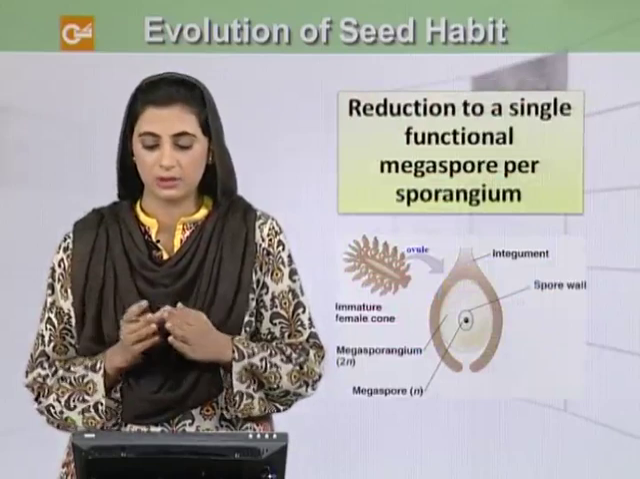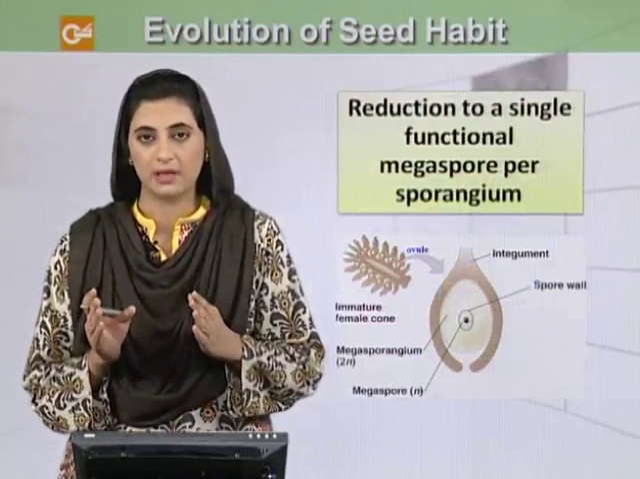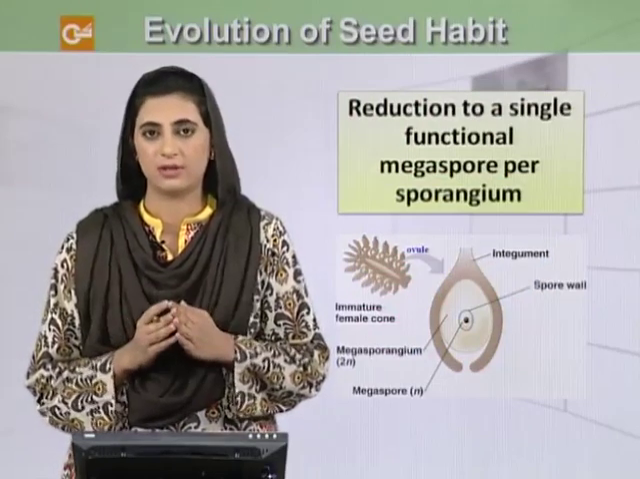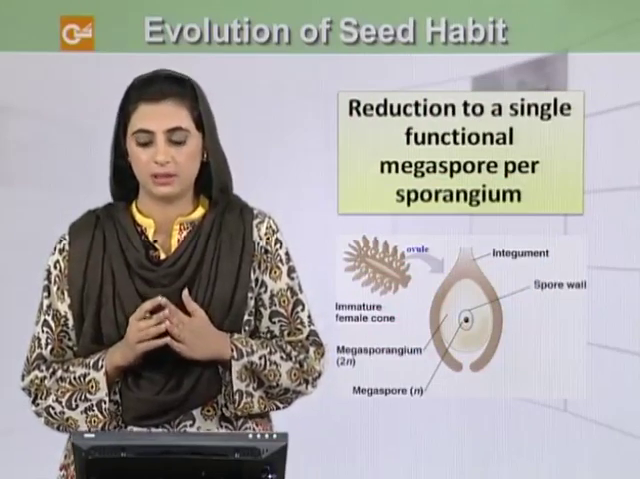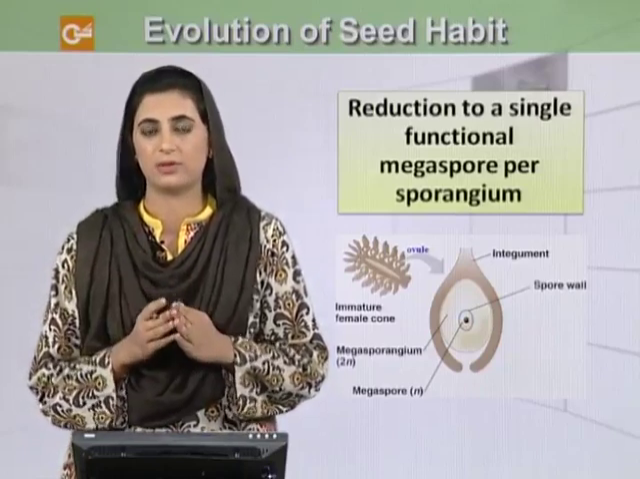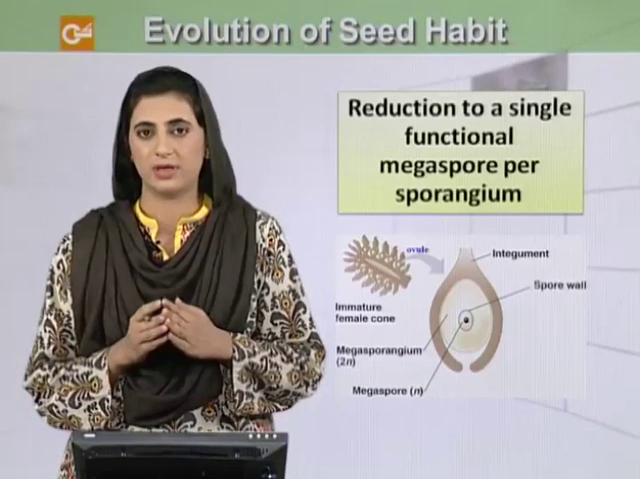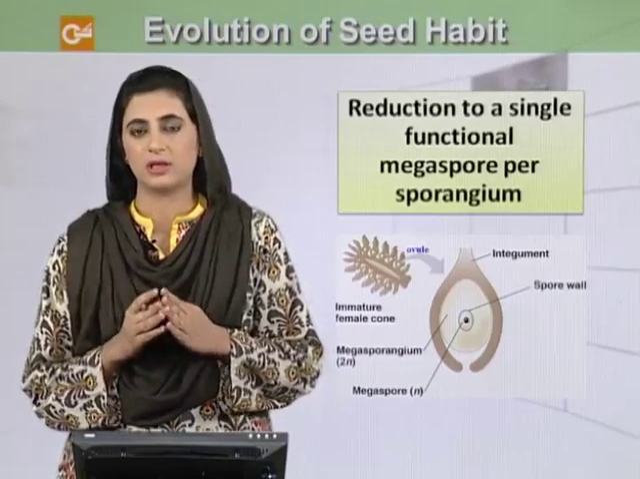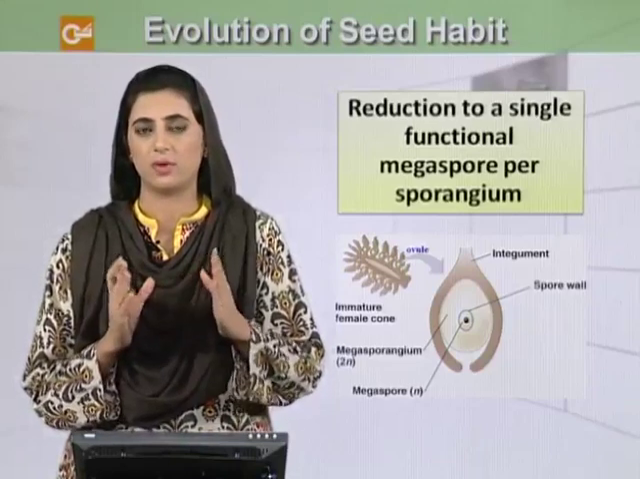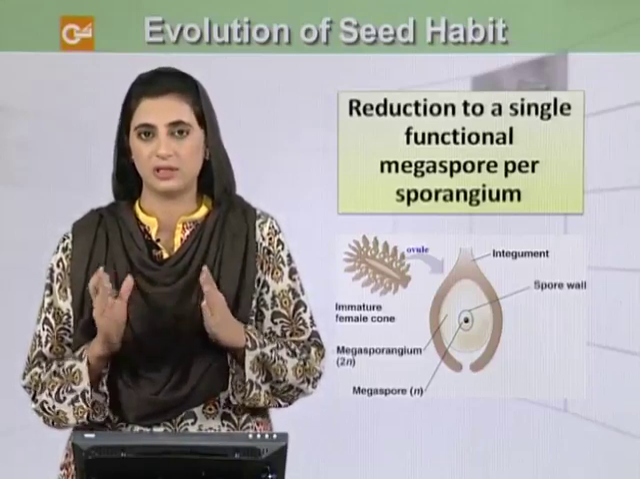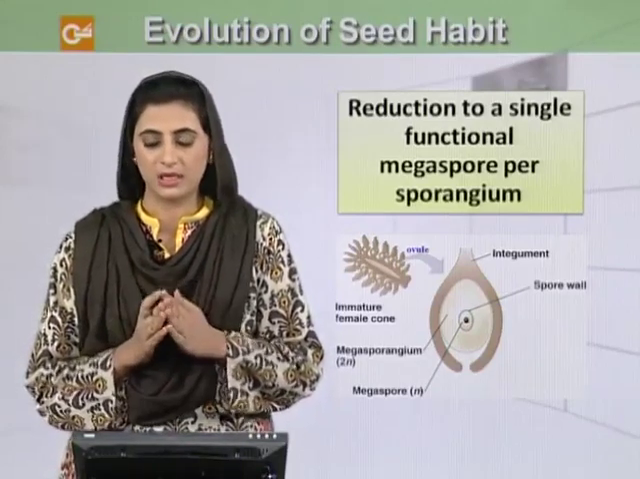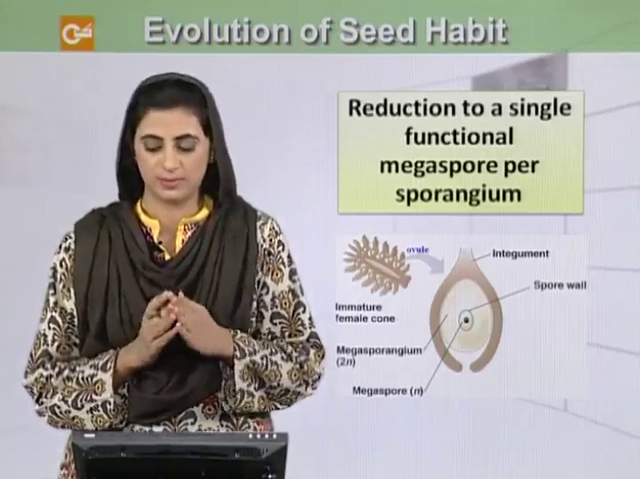And earlier it was observed that there were 4 megaspores per sporangium. They were produced as a result of meiosis, but later on there was a single functional megaspore which was to be further converted to a female gametophyte. It was so that there would be no competition for space and food among the female gametophytes, so nature induced and introduced a single functional megaspore per sporangium.